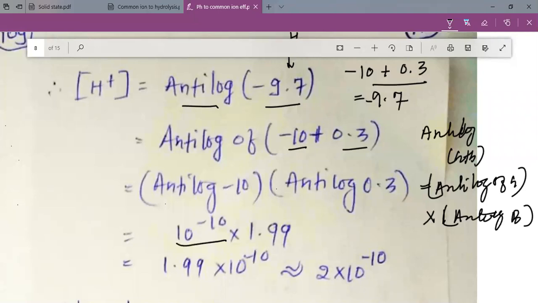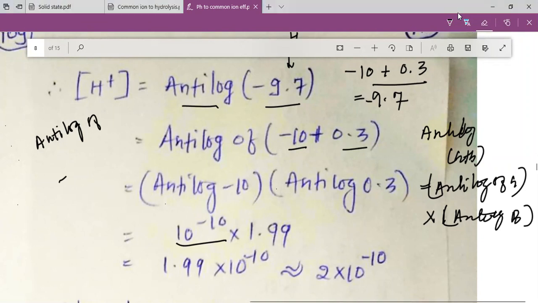I have already told you, once again I am repeating, but please understand, this is what I am going to repeat for the last time. Antilog of 10 to the power x is equal to x. Please remember, antilog of 10 to the power x is equal to x. So if you have antilog of 10 to the power minus, I have again made a mistake.